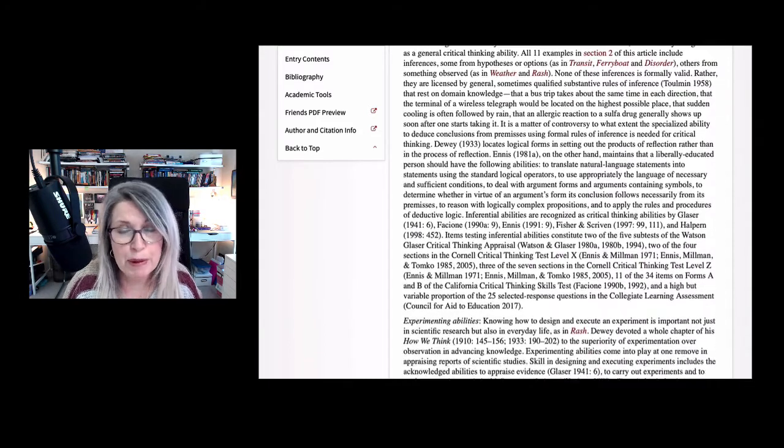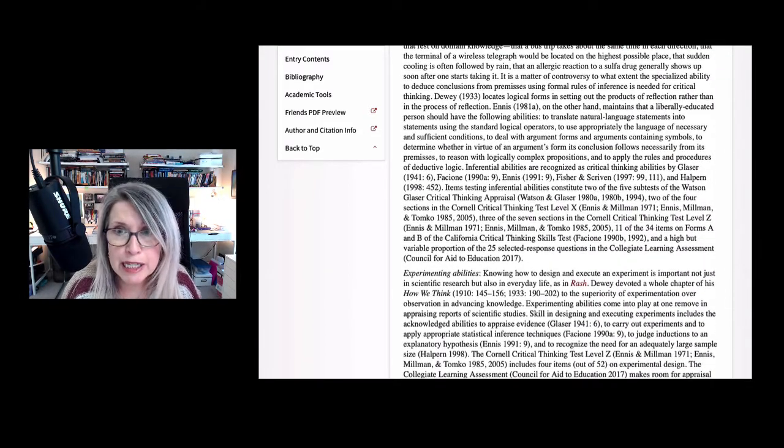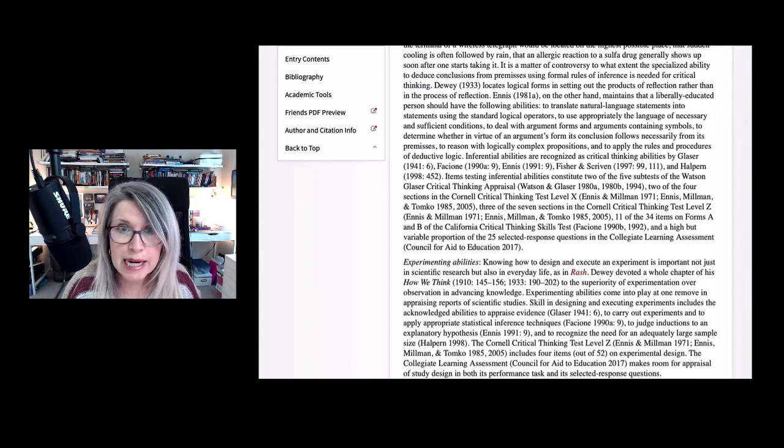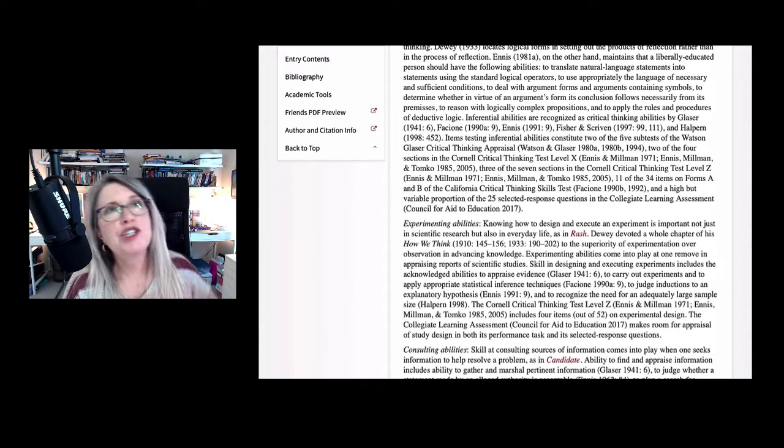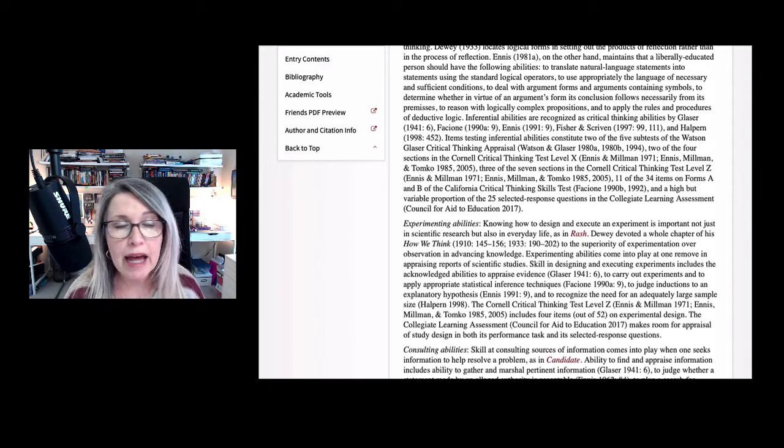And of course, experimenting abilities. Knowing how to design and execute an experiment is important, not just in scientific research, but also everyday life. Dewey devoted a whole chapter of his How We Think to the superiority of experimentation over observation in advancing knowledge. Critical theorists do not advance experimentation as being even relevant, never mind superior to observation. Observation, lived experience, my feelings, my 5 senses are all I need. That's where we stop. I don't need to test any of that. And in fact, if you tell me I should, you're white-splaining, you're bullying me, and obviously being a racist.